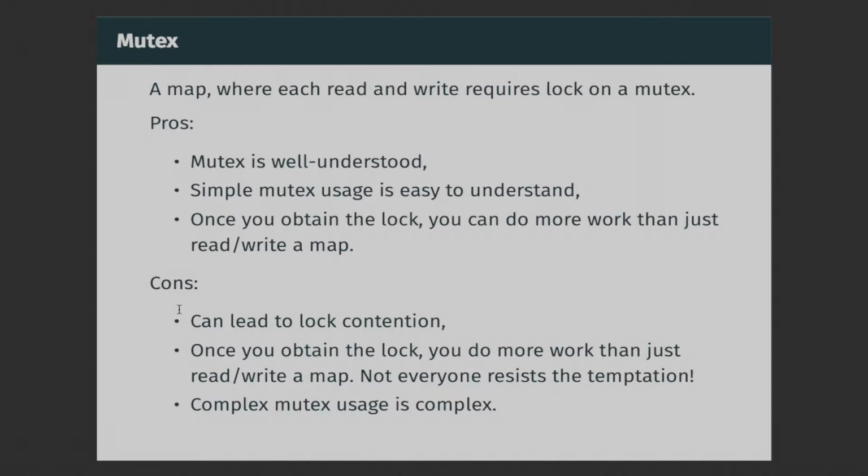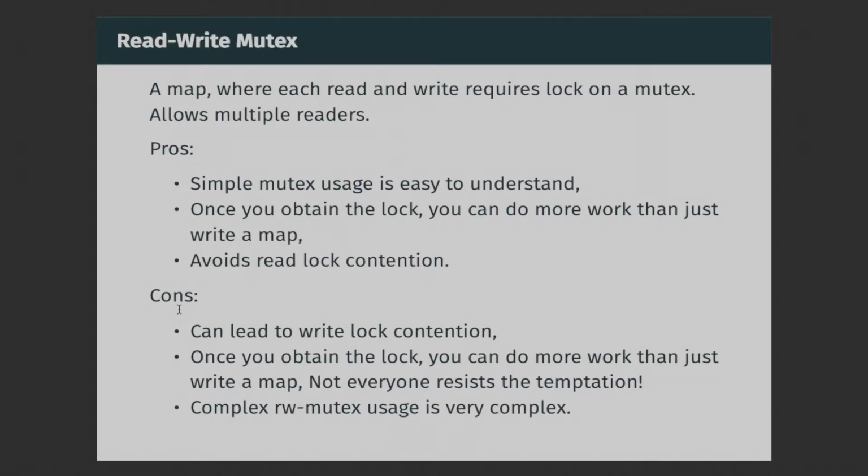But a mutex will allow only one concurrent read, obviously, and it's tempting to do a lot of stuff inside the mutex. I've seen complex applications which were very hard to understand because of mutexes. Once you obtain the mutex, it's tempting to do more than just read from a map. And if you call a function, you can be in trouble. It can lead to very complicated code.